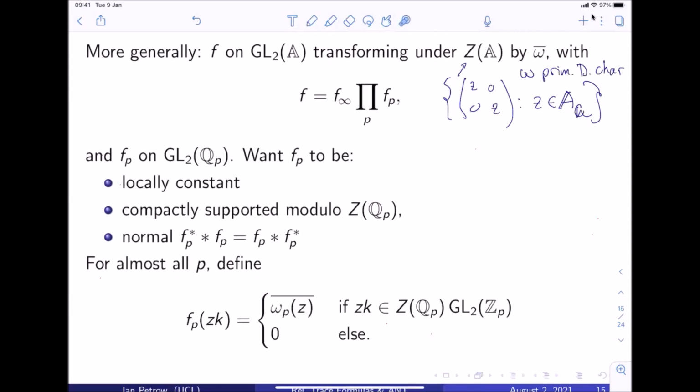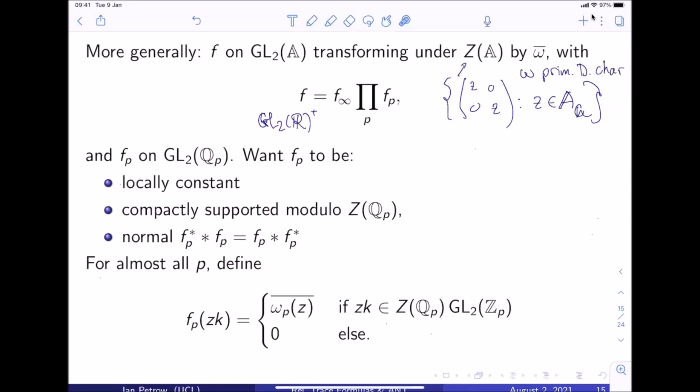And so I'm only going to look at test functions on GL2 of the adeles that factor over places. So it's going to have some function f infinity on GL2 of R, maybe the positive determinant matrices in GL2R, and then also a bunch of other functions on FP, one for each P. So in the same way as before, I chose this function to be compactly supported and smooth. So here I'm going to make some similar assumptions.